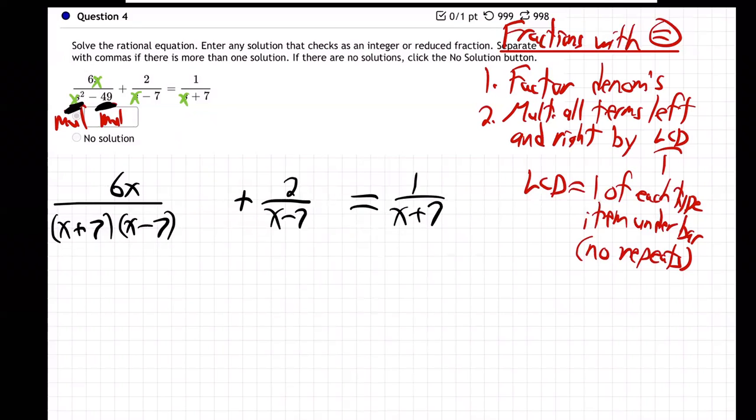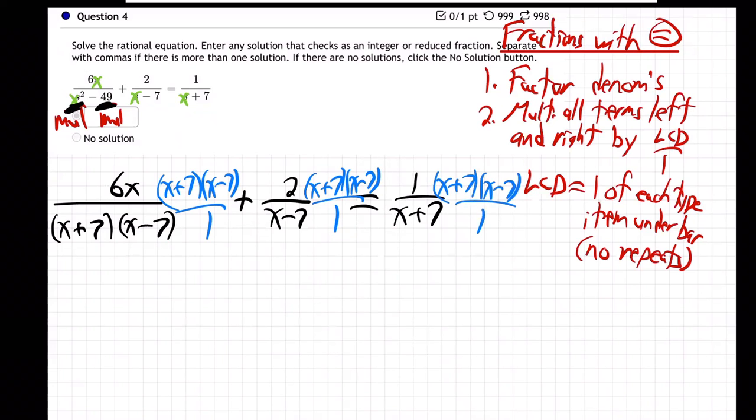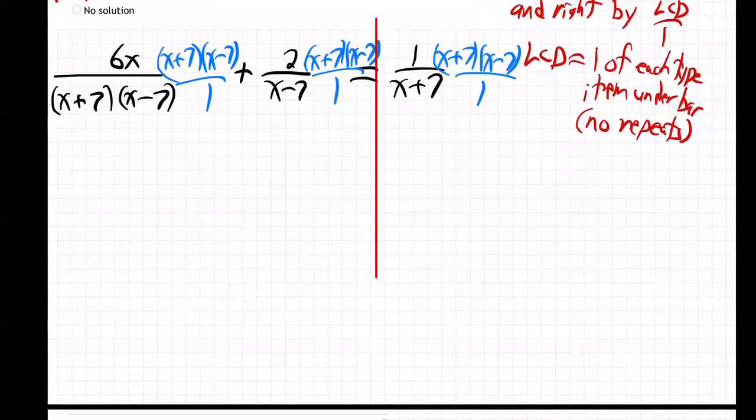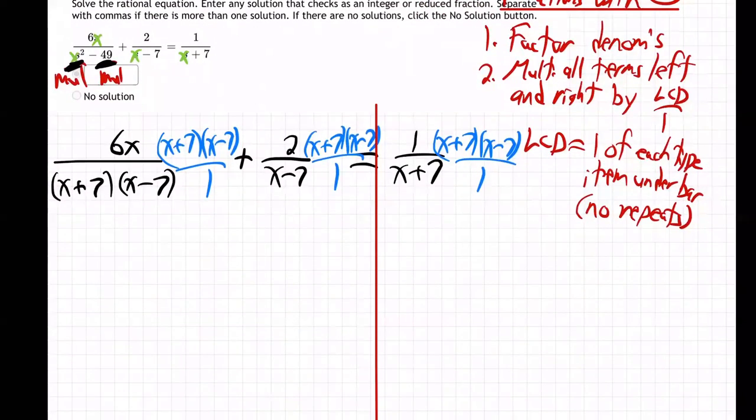Okay. So anyway, here we go. LCD over 1. So it's going to be x plus 7 times x minus 7 over 1, on each term. Does that make sense? That's the LCD, the common denominator, because that's one of each type of item that's under the bars. No repeats, though. Let me put in the wall of separation here so we're clear on the left side and right side. That's where the equal sign is.